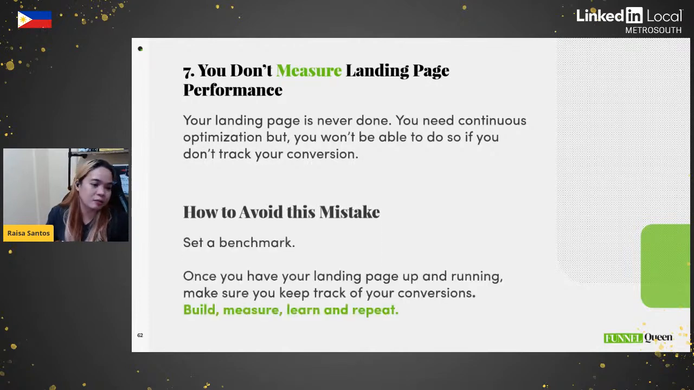And how to avoid this mistake? Set a benchmark. Even before launching, even before you go live, set a benchmark. So for example, for the opt-ins, I want 40%. If I hit 40%, that means that I'm hitting my goal. My landing page is performing really well. But if I hit 20%, it's okay, but it's not really hitting my goal. If I hit 10%, it's absolutely bad. I need to update, I need to change the headline, I need to change the copy and things like that.